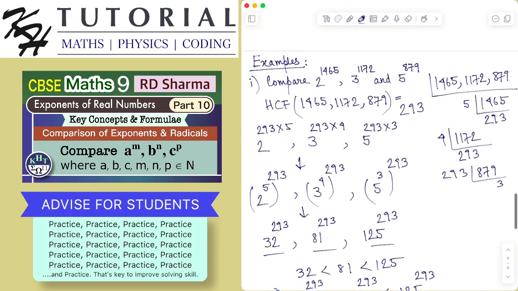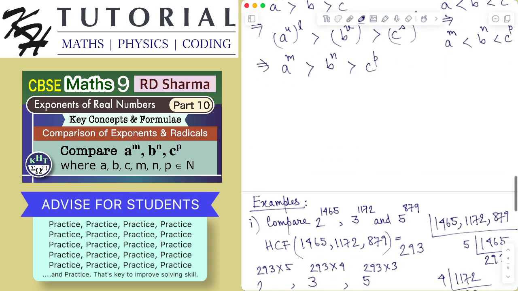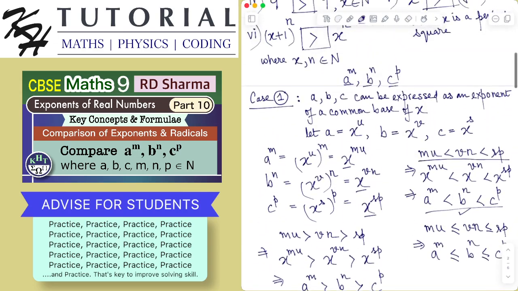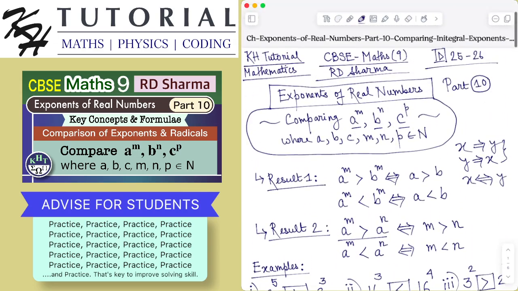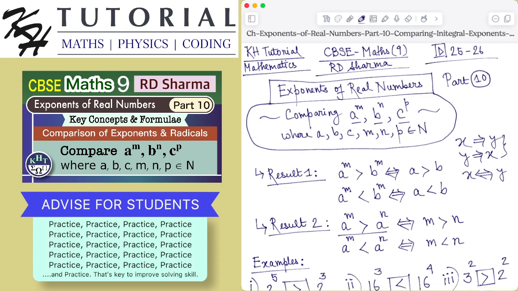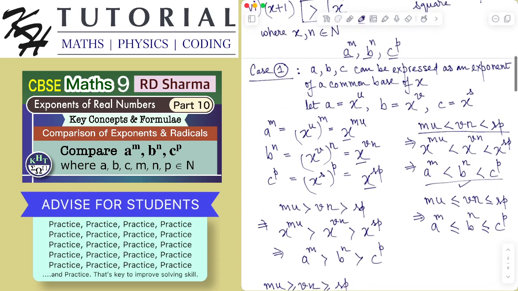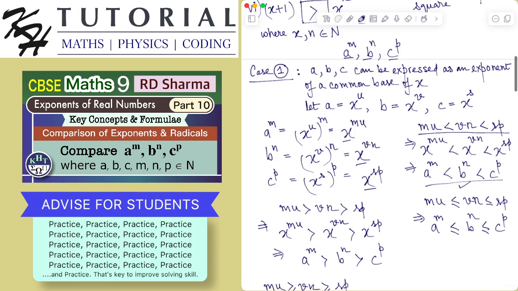So this was all. I hope I was able to explain case 1 and case 2 using which we can compare exponential terms like a to the power m, b to the power n, and c to the power p, where a, b, c and m, n and p are all natural numbers. If the given terms do not fall in either case 1 or 2, then obviously you have to use some other method for comparing them.